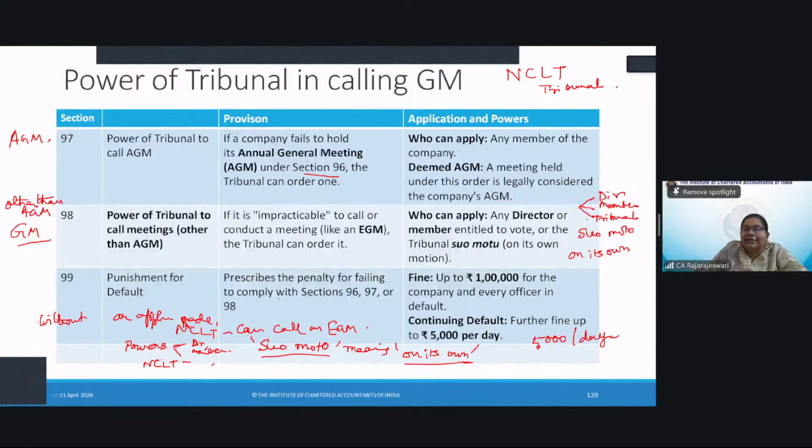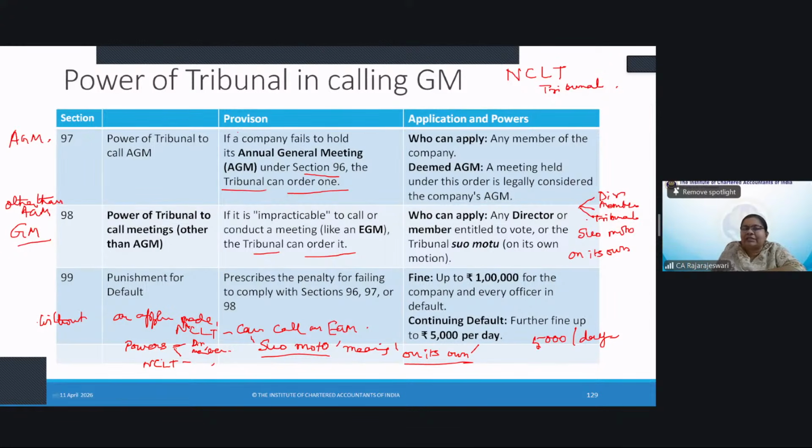See, the tribunal can order it. I have not used the word calling AGM. It can order. You have to use the word order. That is the word that you should write because it is a tribunal, the National Company Law Tribunal. If you come across the word court or company law tribunal, it can only order.